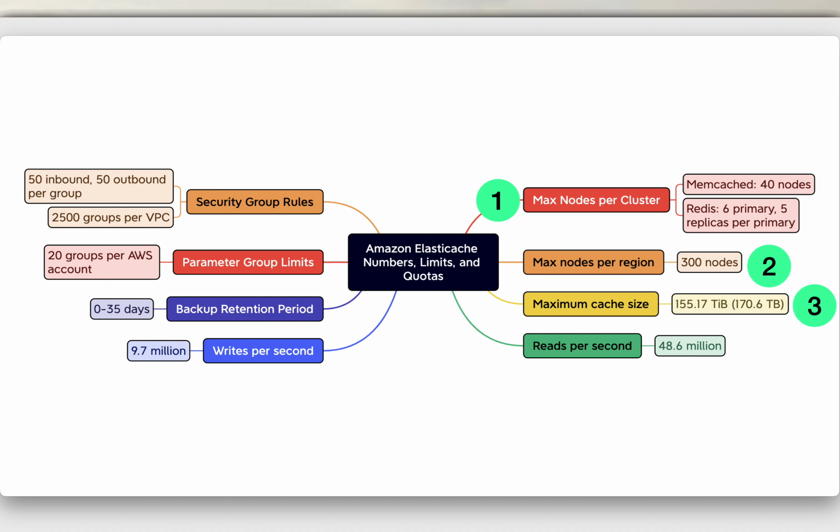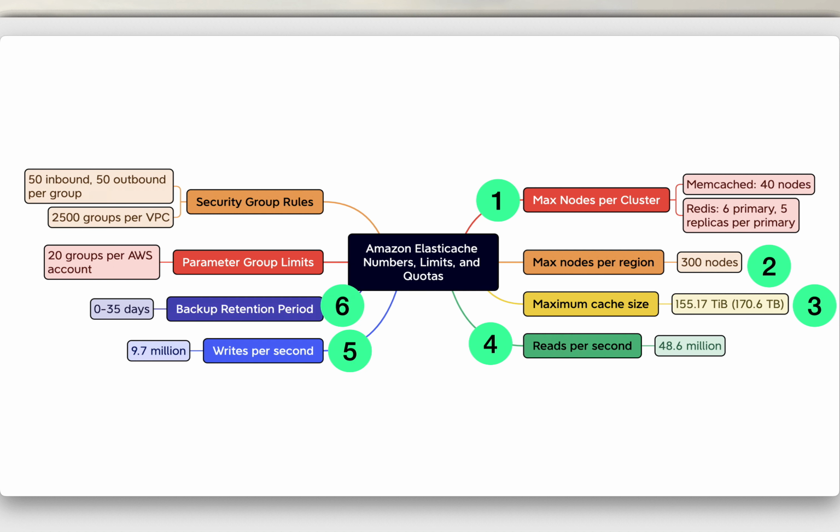3. Maximum cache size, 155.17 TB, 170.6 TB. 4. Maximum number of reads per second, 48.6 million. 5. Maximum number of writes per second, 9.7 million.